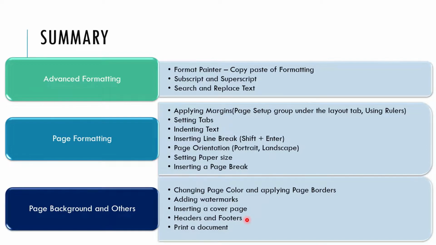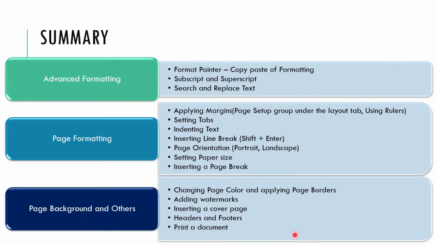After that, we saw how we can print a document. There are various sections which we need to select while printing a document so that we can do the printing as per our requirement. So this is all about chapter 3, formatting documents in MS Word.